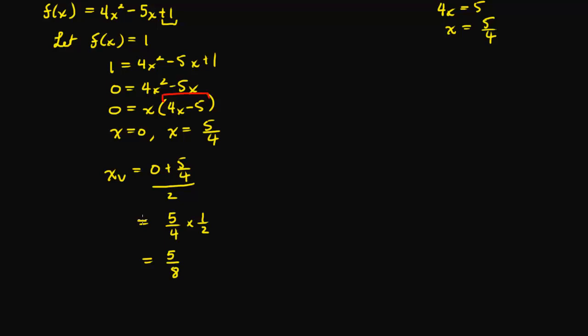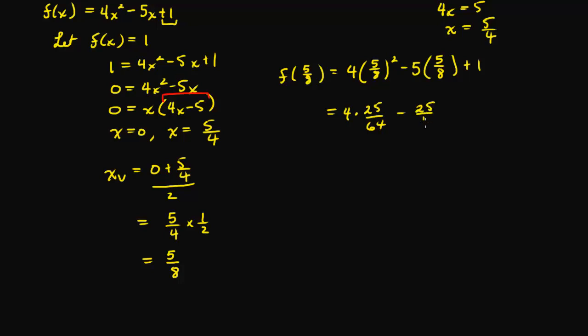Now to get the y value of the vertex, I simply plug 5/8 into my function. So f(5/8) is equal to 4 times (5/8) squared minus 5 times 5/8 plus 1. We can go ahead and square 5/8, so we get 4 times 25/64 minus 25/8 plus 1. We can do some dividing out here. 4 goes into 64 exactly 16 times. So this simplifies to 25/16.